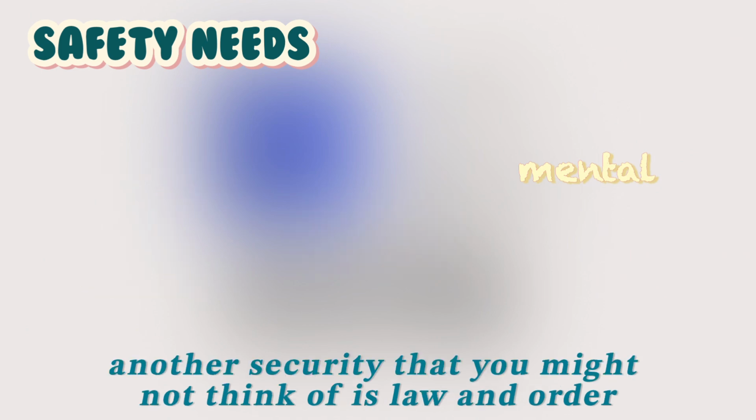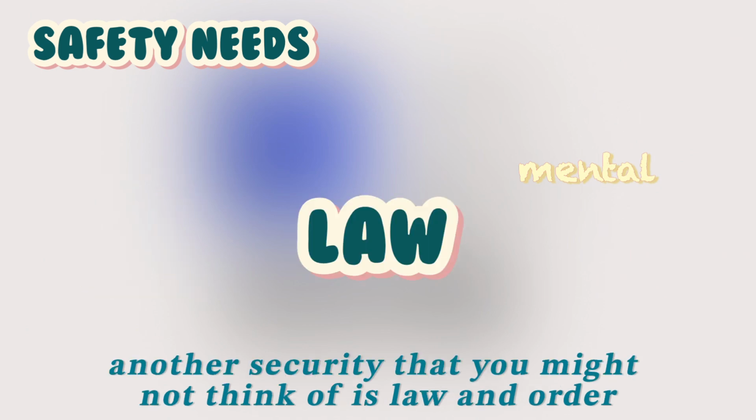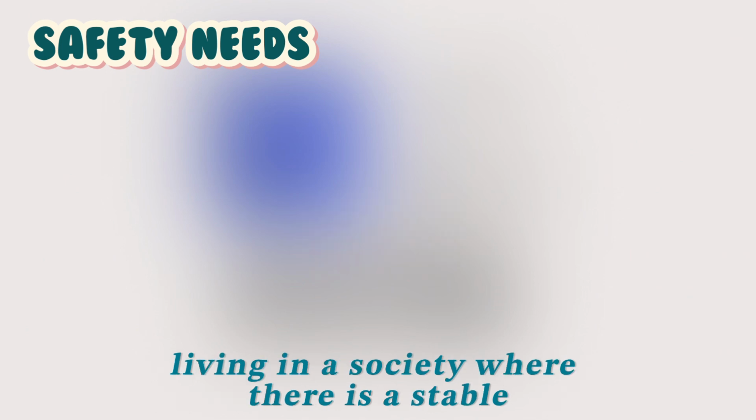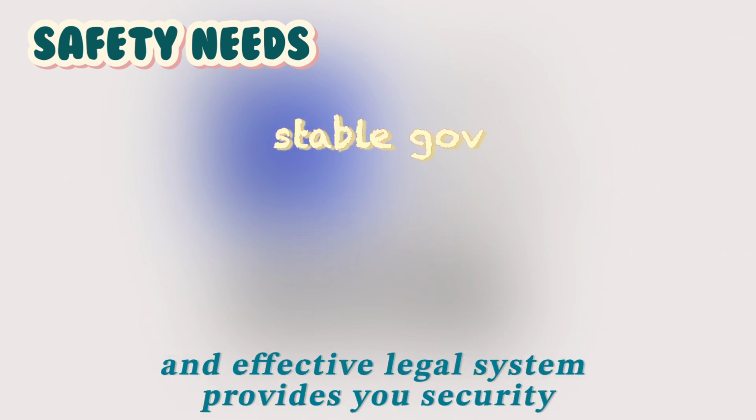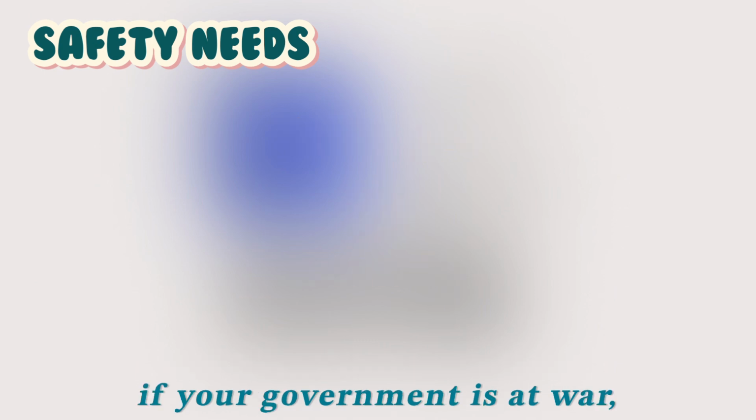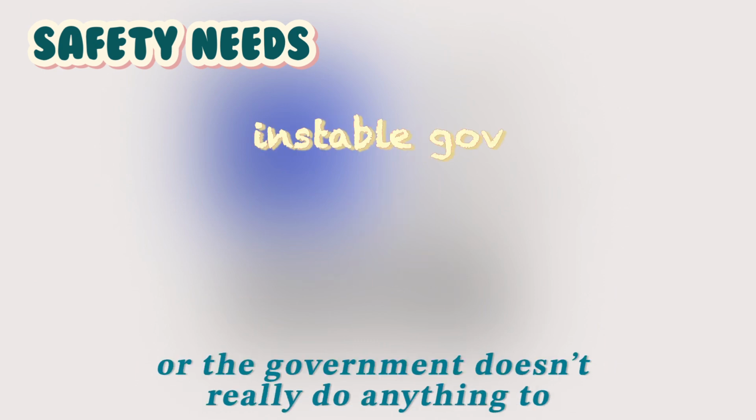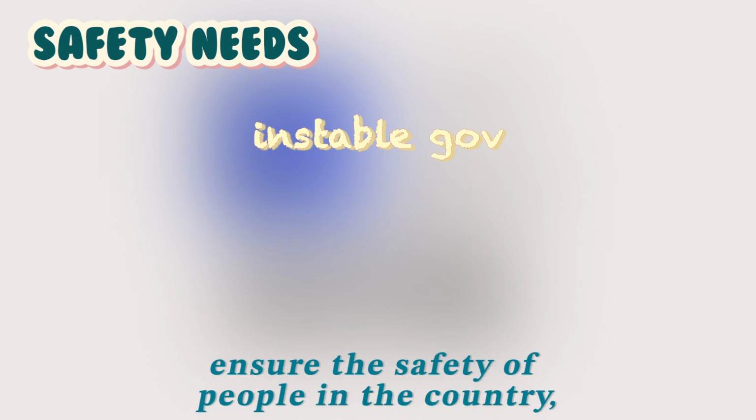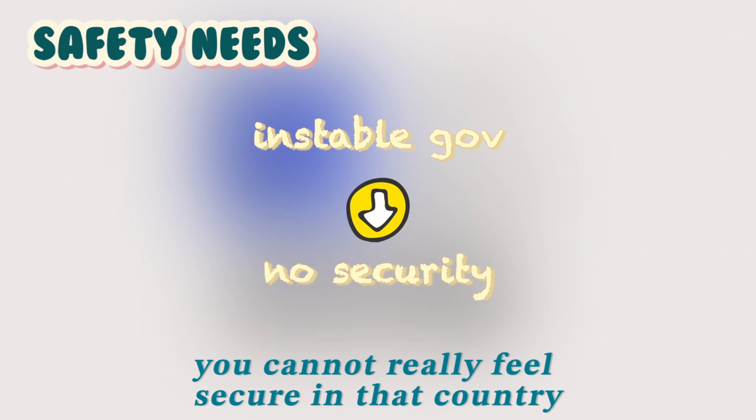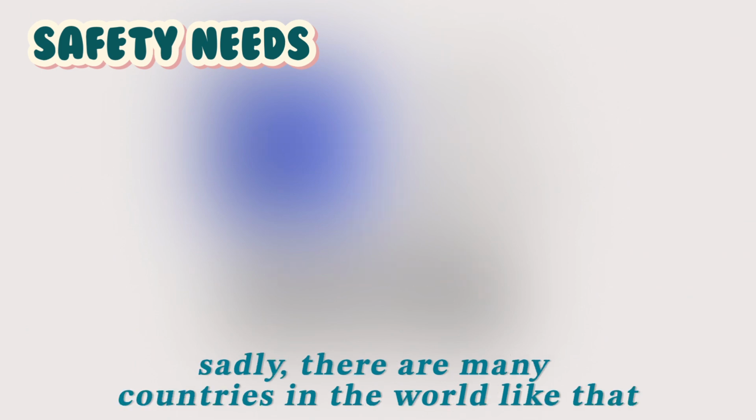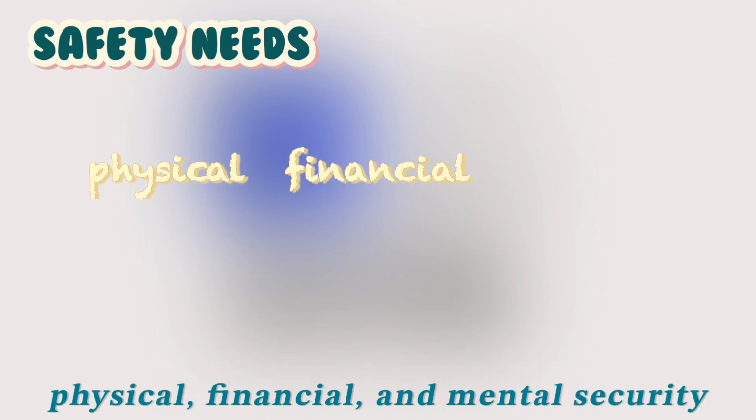Another security that you might not think of is law and order. Living in a society where there is a stable and effective legal system provides you security. If your government is at war or the government doesn't really do anything to ensure the safety of people in the country, you cannot really feel secured in the country. Sadly, there are many countries in the world like that. But the point is, safety needs can be met with physical, financial, and mental security.